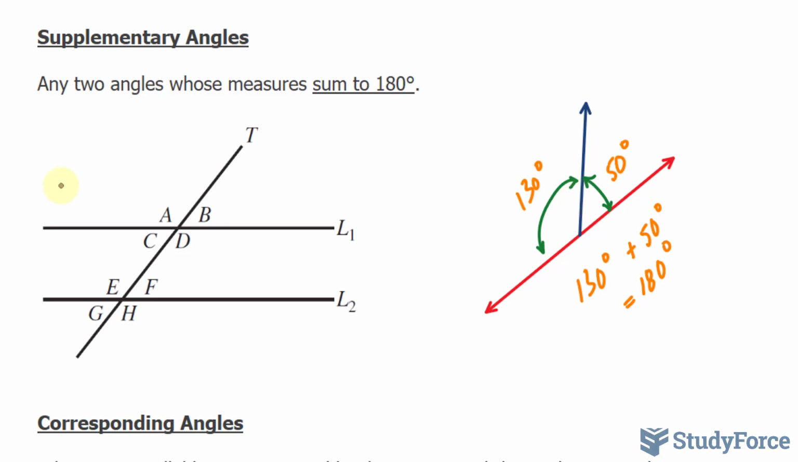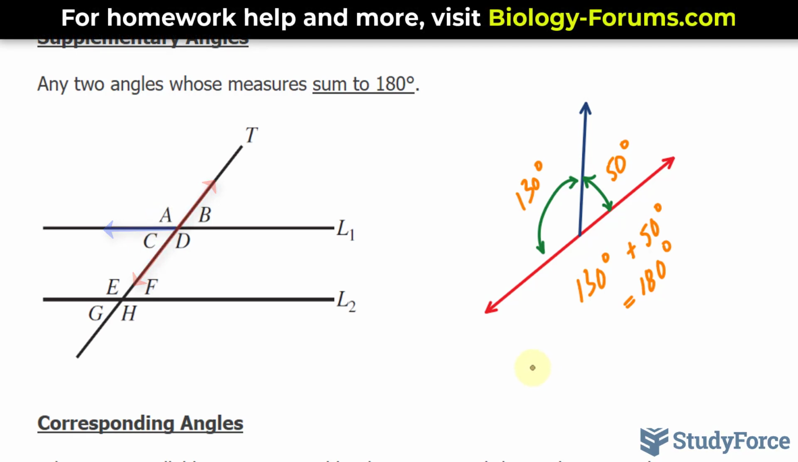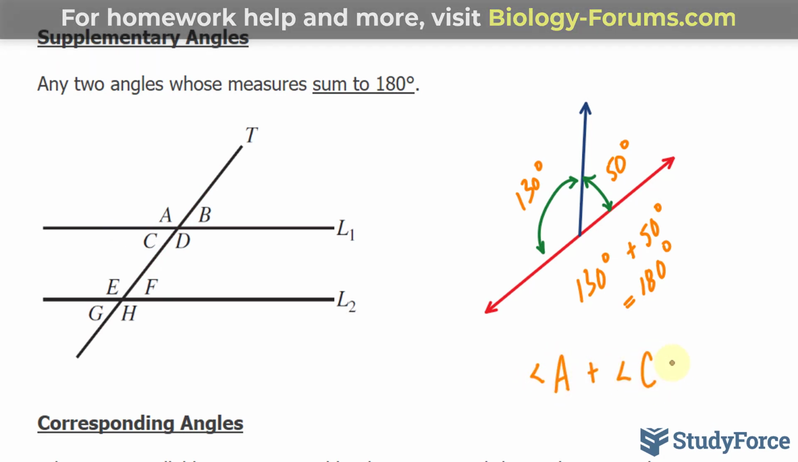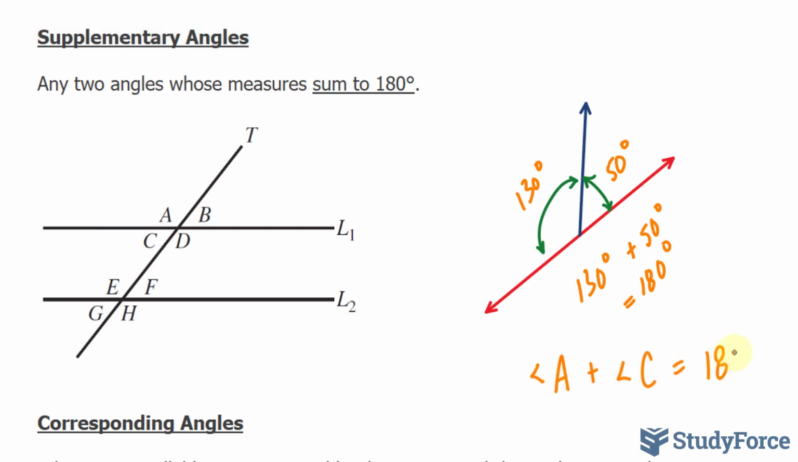Let's take a look at our diagram. C plus A would equal to 180 degrees. Let's write that down. Angle A plus angle C is equal to 180 degrees. Similarly, angle A plus angle B is also equal to 180 degrees.